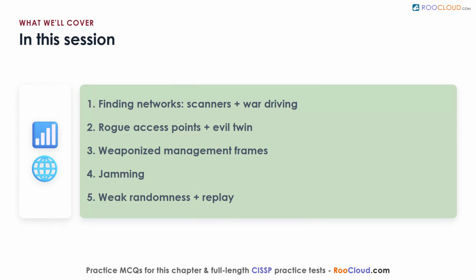We'll answer several questions. How does an attacker find your networks? What is a rogue access point? And how is an evil twin sneakier? How do management frames get weaponized? And what do jamming, weak randomness, and replayed traffic have in common?